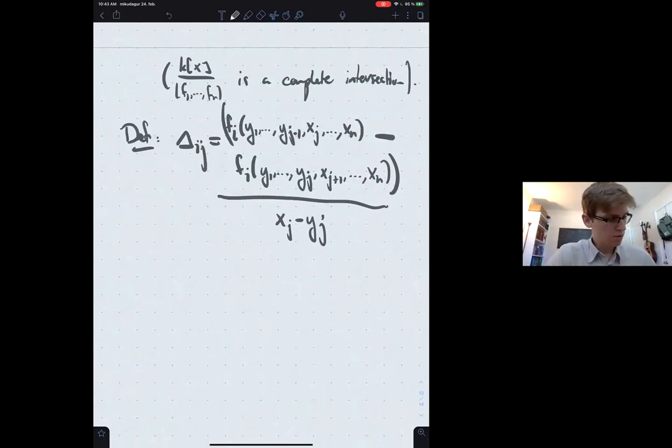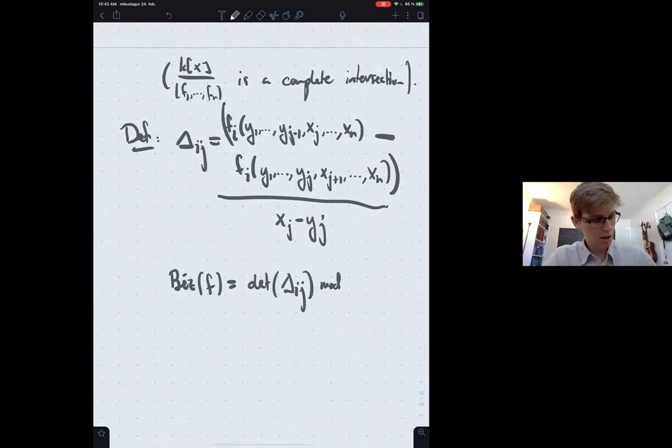And then we're going to define the Bézoutian of f to be the determinant of these delta ij's mod f of x and f of y. So by this, I mean mod out by f1 with all x variables, f2 with all x variables, and do the same for the f1 with all y variables, f2 with all y variables, and so on.